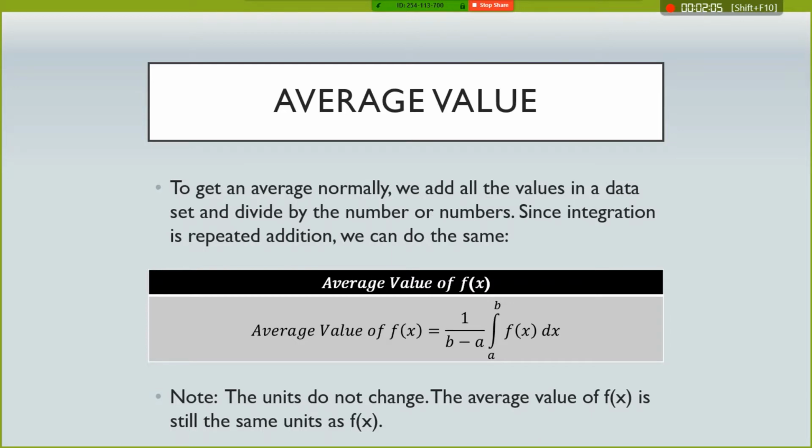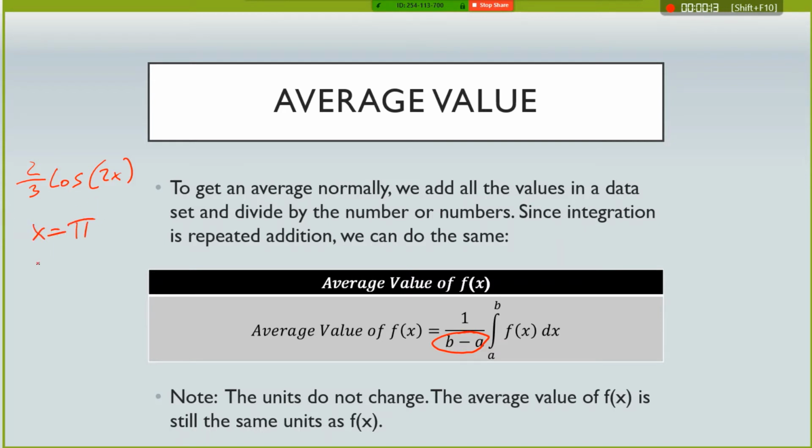Okay, so if I wanted to find the average value with a set of numbers, you would add all the numbers together and then divide by the number of numbers. If you want to find the average value for a function, we can do kind of the same thing. Okay, so as an example, I'm going to get the average of 2/3 cosine of 2x from x equals pi to x equals 3 pi over 2.